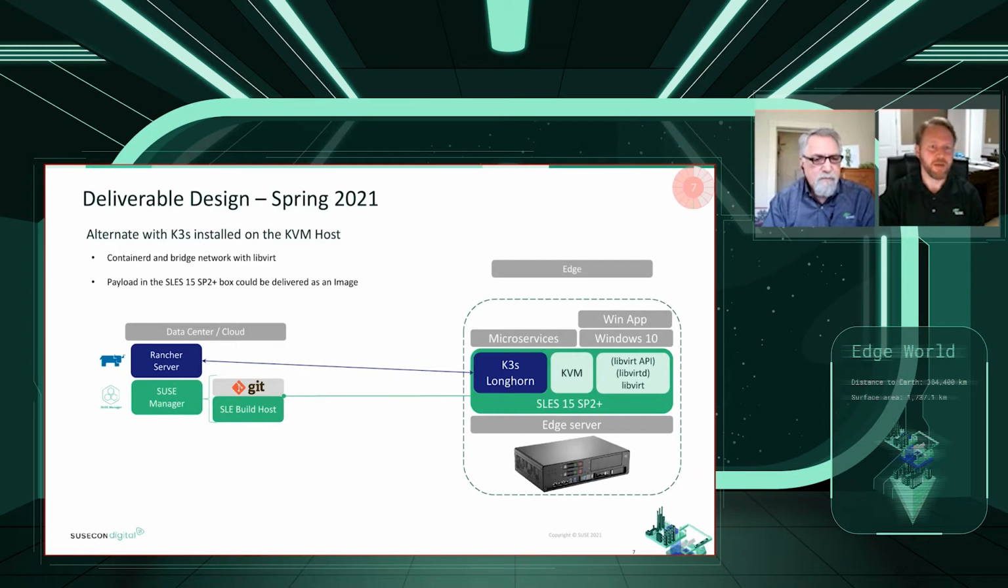Alternatively, with this design, if you didn't want to have K3s and Longhorn running as a virtual machine, you don't have to do that. You could, in fact, run virtual machines and K3s side by side on that KVM host. So we're running containerd alongside a bridge network with libvirt. That will all work together.